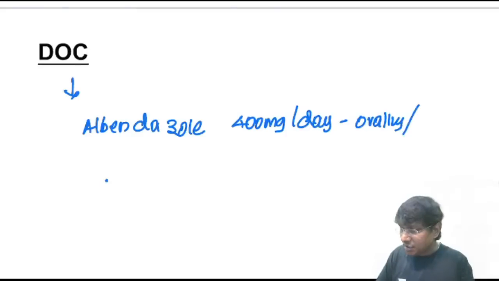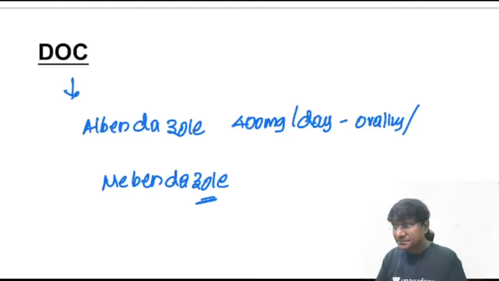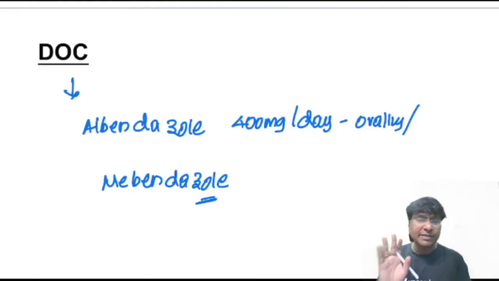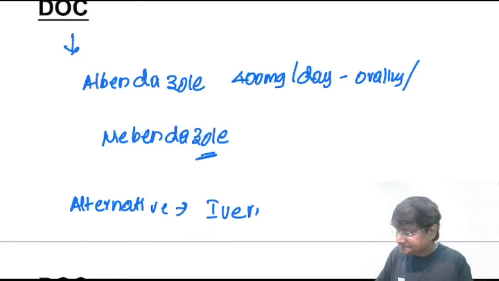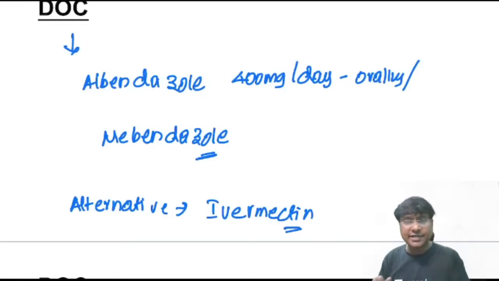What is the other, alternative drug? The alternative drug will be mebendazole. Okay, these are the two important antibiotics. The other alternative will be ivermectin. So that is about your Trichuris trichiura.